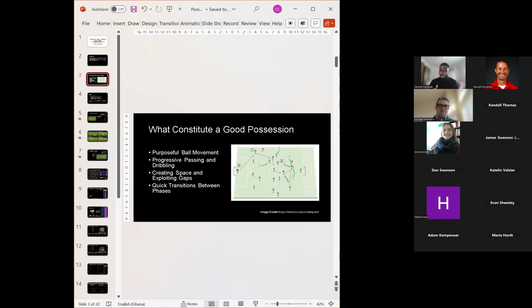Also, a good possession is a possession that looks for loopholes in the defensive setup and creates unique space that makes great shooting opportunities. A good possession is also one that makes a very quick transition from defense to attack. So this is the backdrop of what we will be delving into in the next slides.